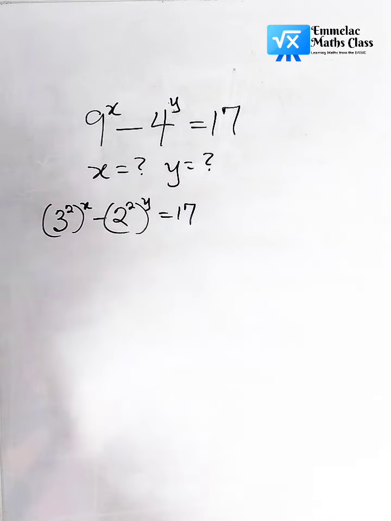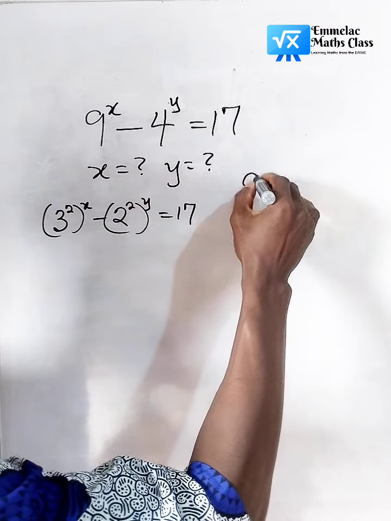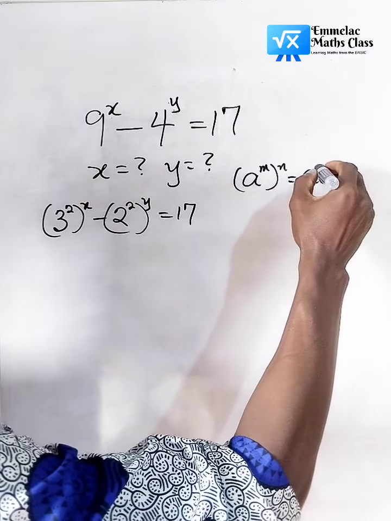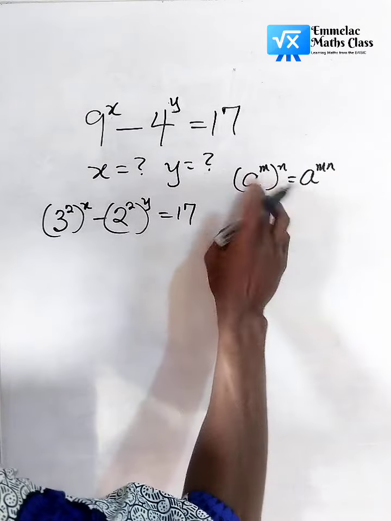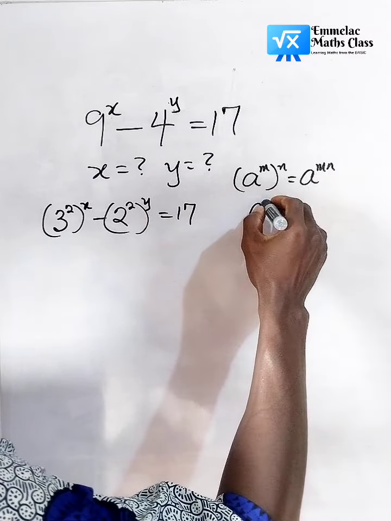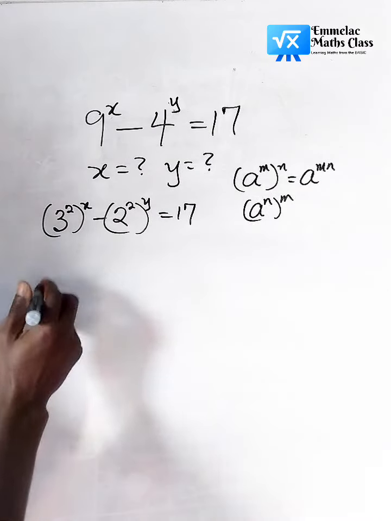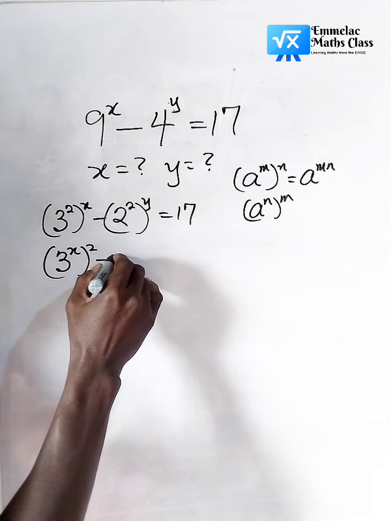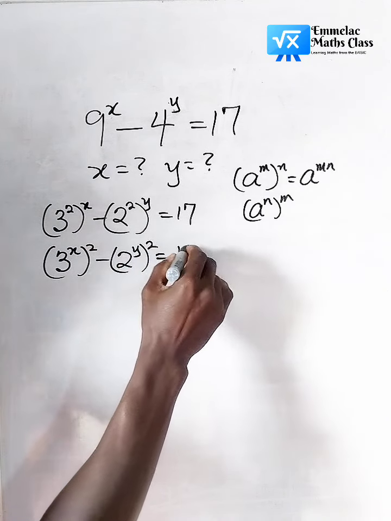17. Okay, now let us take note that according to the rule of indices, if you have a raised to the power of m, all raised to the power of n, we end up having a raised to the power of mn. And it can also be interchanged, which can also be a raised to the power of n, or raised to the power of what? m. So if this is true, now let us apply it here. We have 3 raised to the power of x, all raised to the power of 2, minus 2 raised to the power of y, all raised to the power of 2, equals 17.